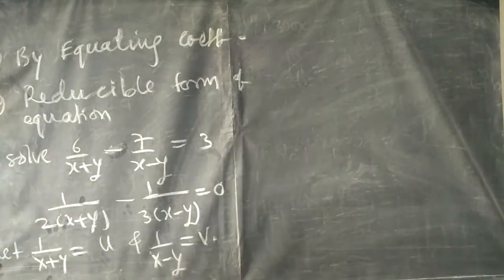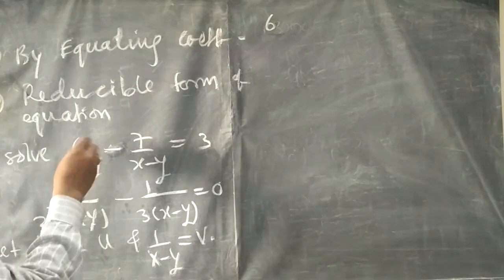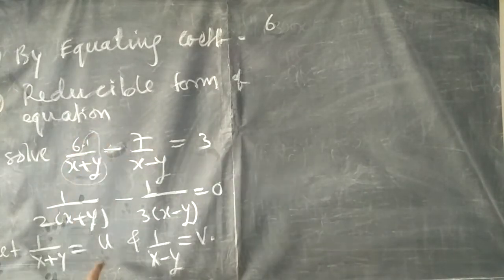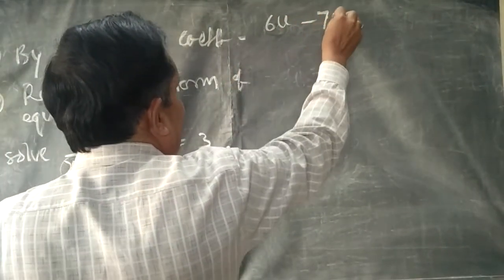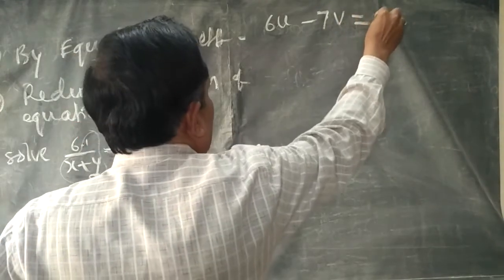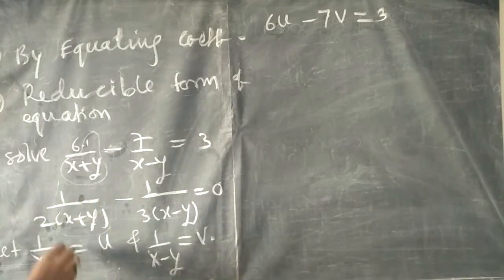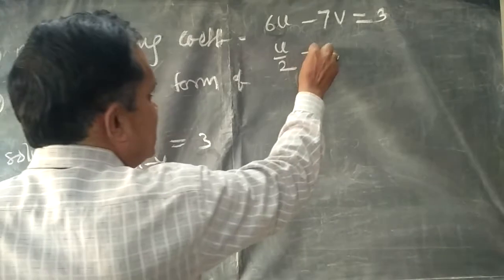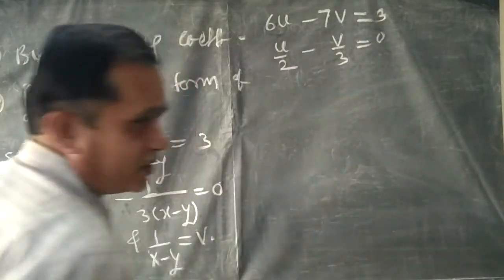We are changing into standard form. Okay. Now therefore, 6 means 6 into 1 upon x plus y. So this is becoming 6u minus 7v equal to 3. Yes or no? Similarly, here 1 upon x plus y is u, so u upon 2 minus v upon 3 equal to 0. Got it?